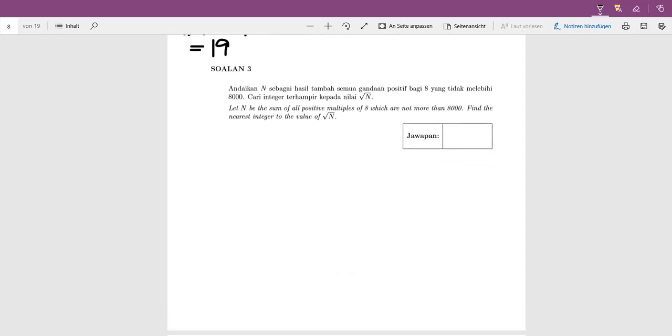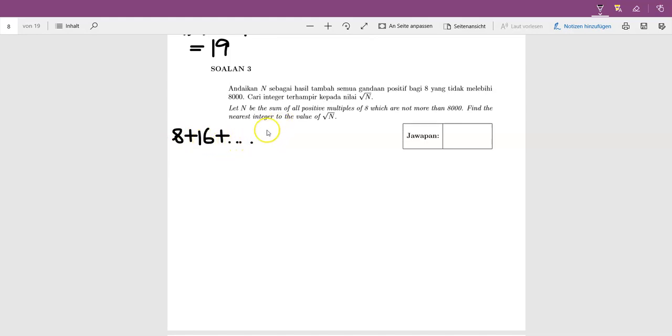And so now we arrive to the last question of the day. Let n be the sum of all positive multiples of 8 which are not more than 8,000. Find the nearest integer to the value of square root n. So all positive multiples of 8 which are not more than 8,000, so it will be 8 plus 16, adding all the way up to 8,000, right?